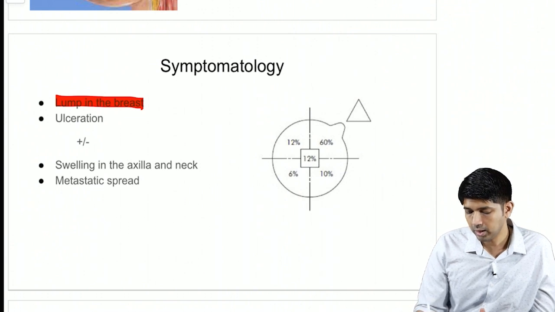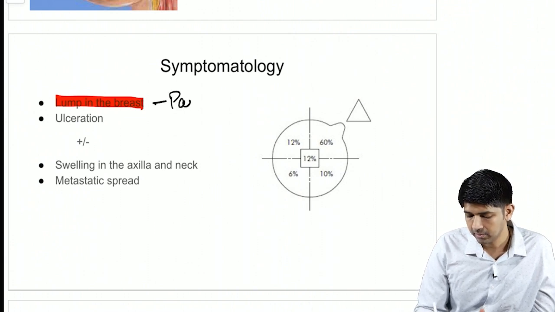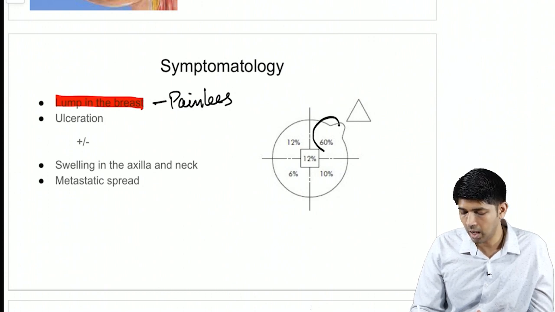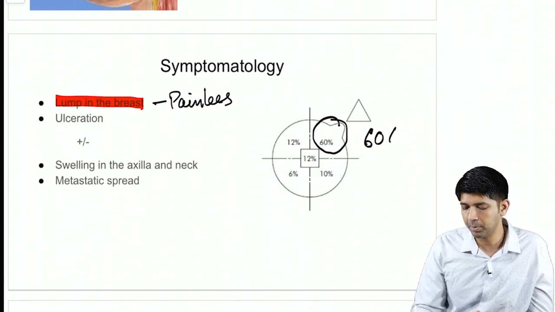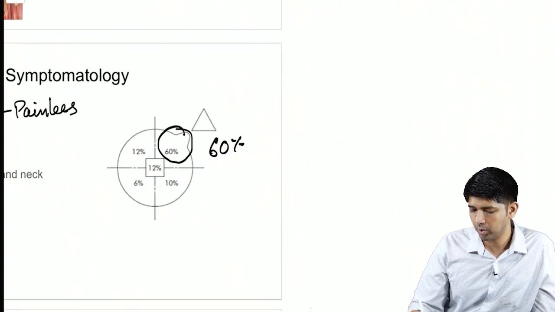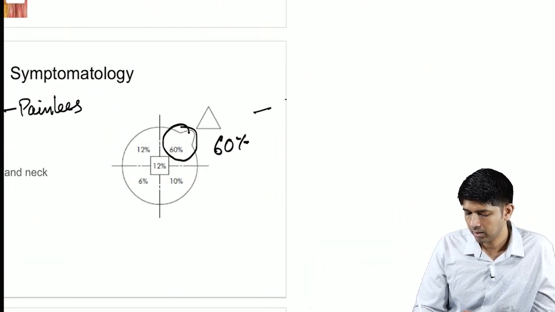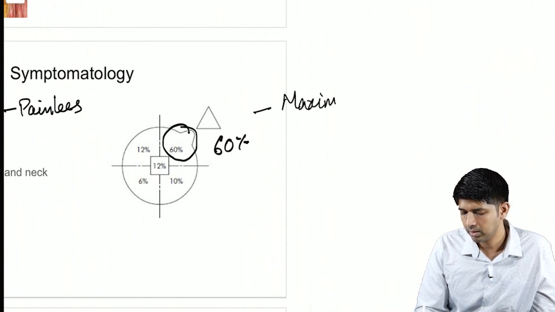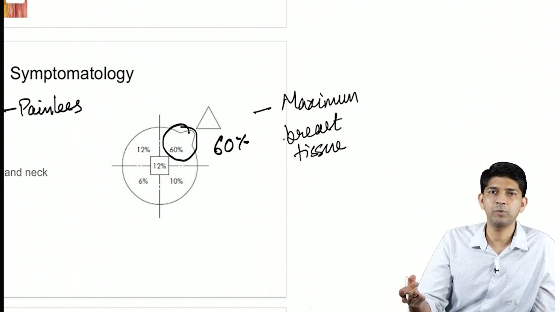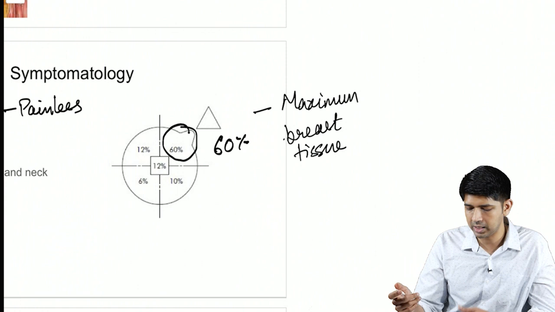Okay, most of the times it is painless, and the most common quadrant is the upper outer quadrant, seen in 60% of the cases. Why is the upper outer quadrant the most common? That is because it has the maximum breast tissue. So maximum breast tissue means maximum number of estrogen receptors and the maximum chance of them developing a cancer, because there's more breast tissue there.